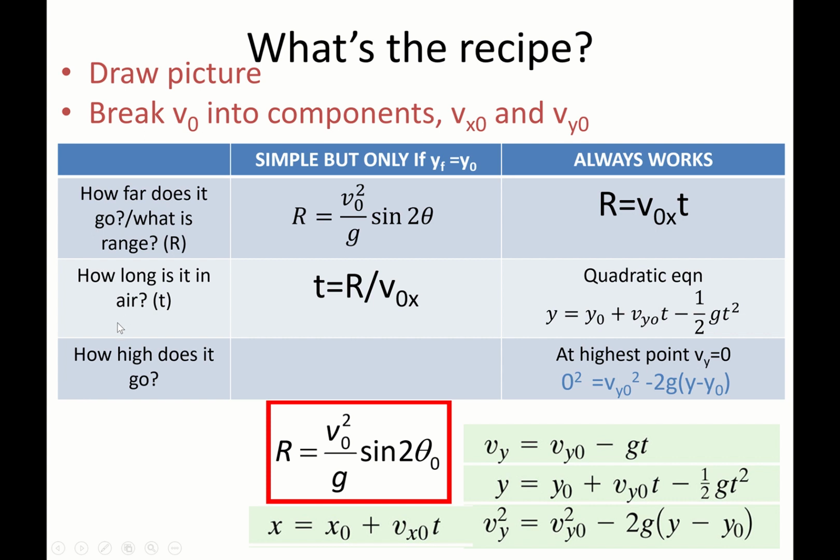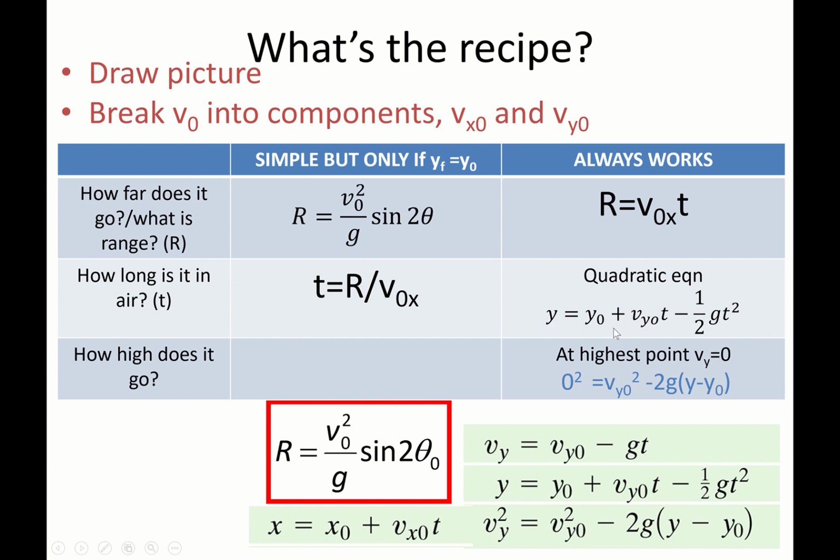So if the problem asks how long is it in the air, if it lands at the same height at which it took off, then the time that it's in the air is just equal to the range, which is easy to find, divided by the initial velocity in the x direction, so the x component of the initial velocity. If it doesn't, then you have to solve the quadratic equation.